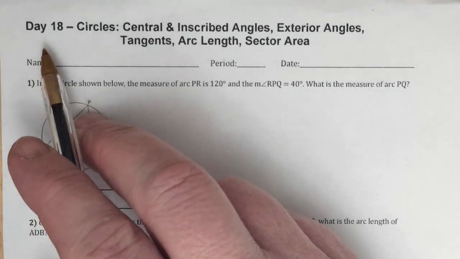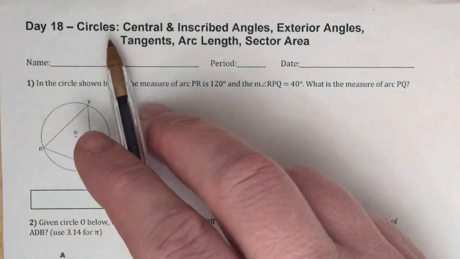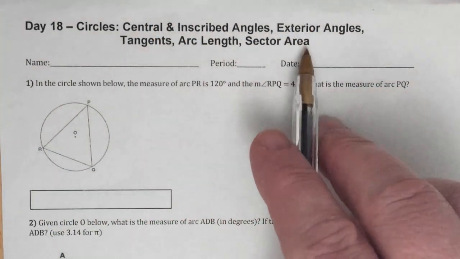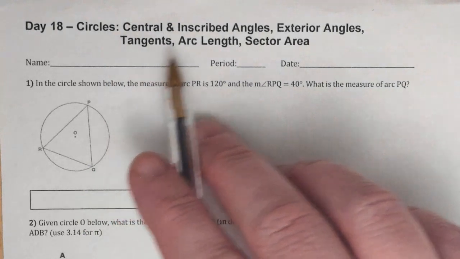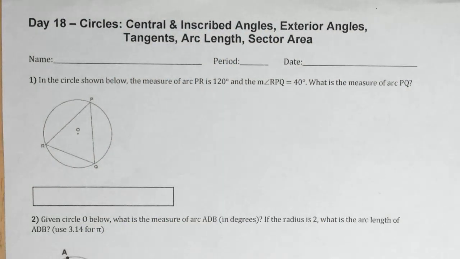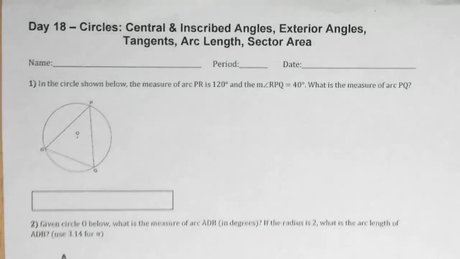We're on day 18 of the EOC review. This is on circles. We're talking about central and inscribed angles, exterior angles, tangents, arc length, and sector. So we've got a lot of stuff we're going to be covering in the next 6 questions. All right, so let's zoom in a little bit.